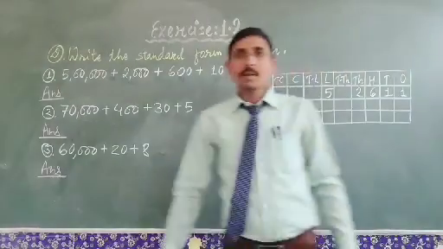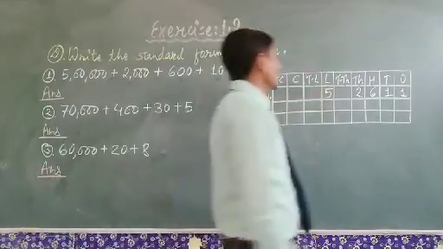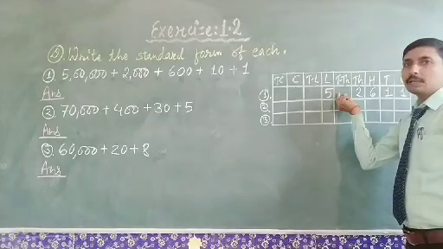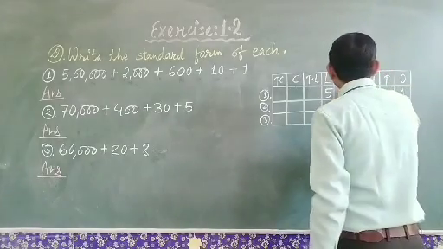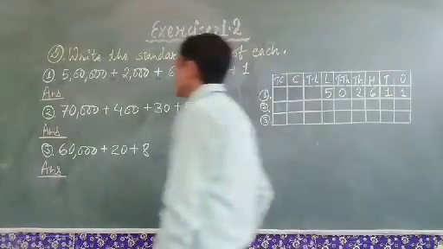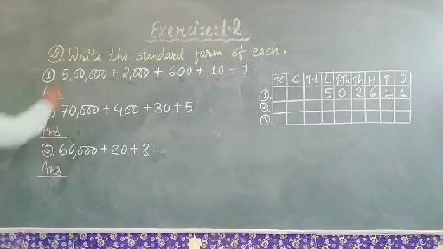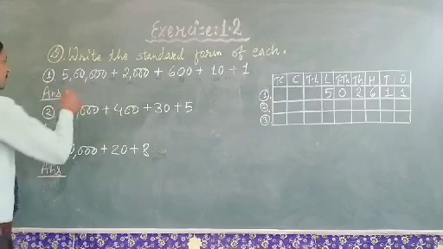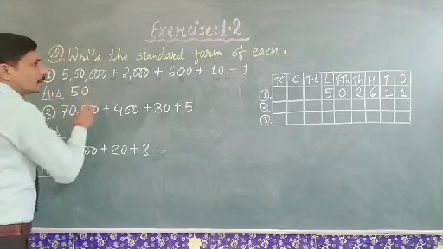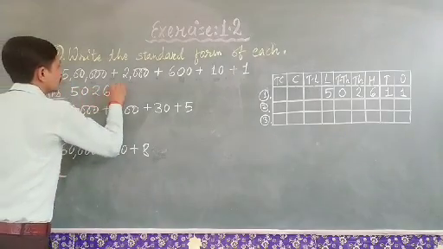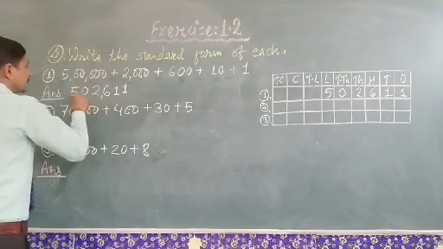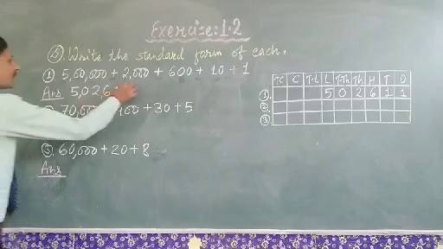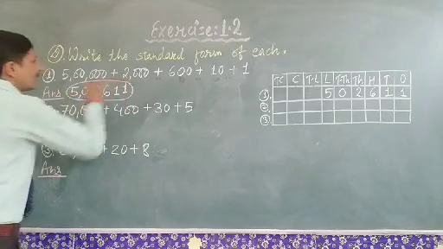Now you see all the numbers are written here, but in the 10,000 place no digit is given, no value is given. That's why we have to write 0. So the standard form of this expanded form is 502611, that is 5,02,611. So this is your answer.